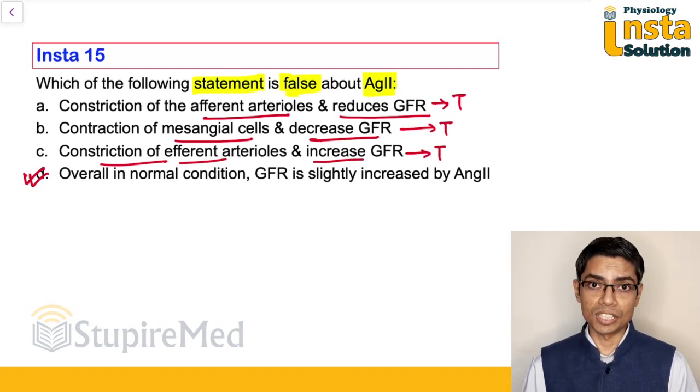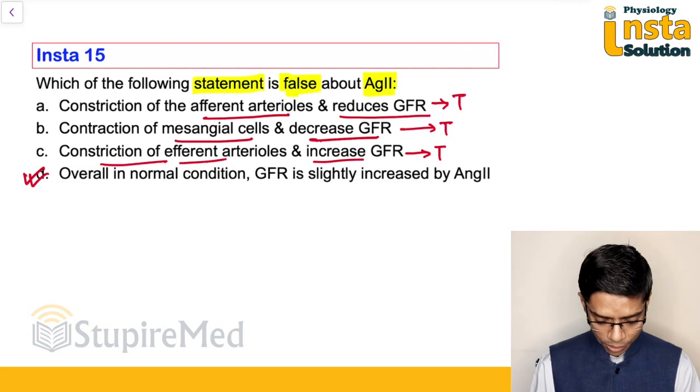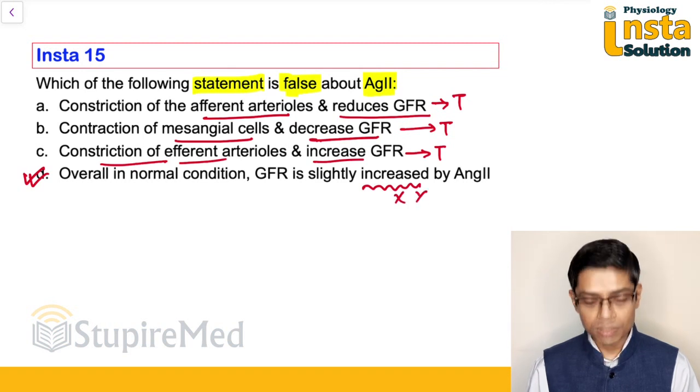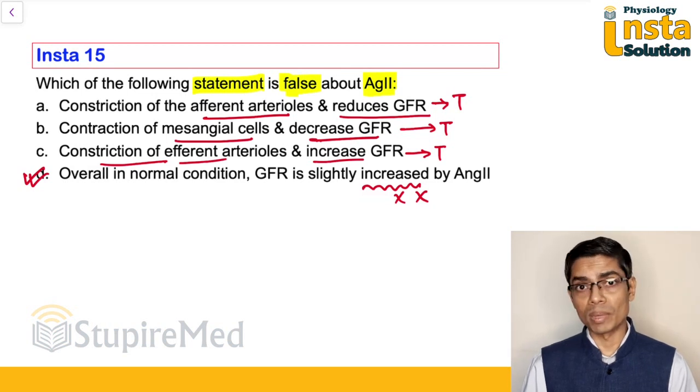Because it's a vasoconstrictor, it can cause constriction of both the afferent as well as the efferent arteriole. But in a normal person, angiotensin reduces GFR very little. So overall, in normal condition, GFR is slightly increased. No, this is a wrong statement. Angiotensin II reduces the GFR in a normal person.